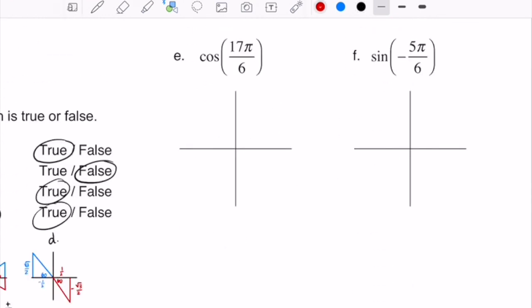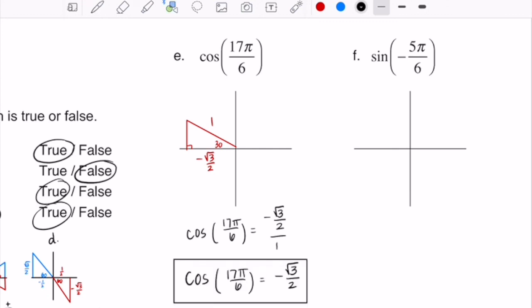On E, 17 pi over 6 is a full rotation plus an additional partial rotation. And so 17 pi over 6 is going to stop in quadrant 2. The reference angle is 30 degrees. And for cosine, I need adjacent and hypotenuse. So the cosine of 17 pi over 6 is going to be equal to the adjacent side, so negative the square root of 3 over 2, and then divided by the hypotenuse, which is 1. And so the cosine of 17 pi over 6 radians will be equal to negative the square root of 3 over 2.